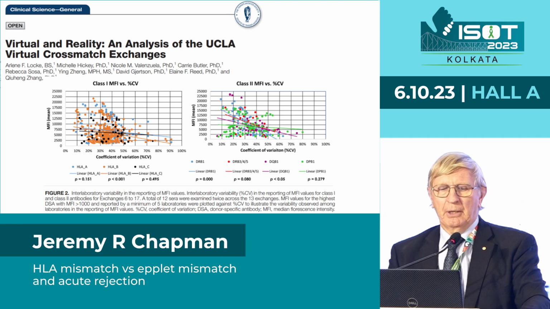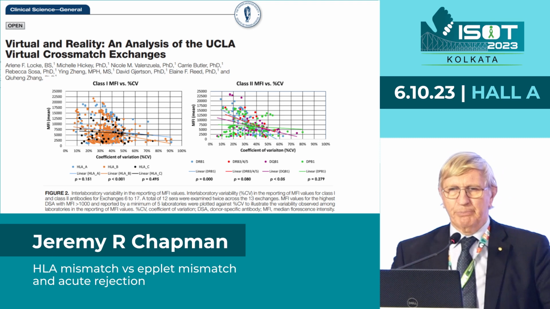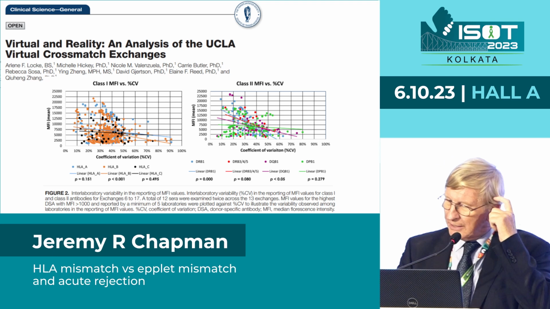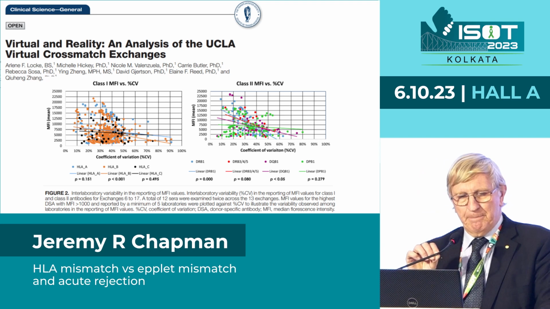Now, a lot of people, including most of the United States and Australia, have gone to virtual cross-matches. So you can move it all onto the computer. That's fine. We'll just do it all on the computer. It's much easier than messing around in a lab in the middle of the night. Okay. So UCLA has a quality control system, and they look at whether the flow cross match replicates what the virtual computer cross match says.